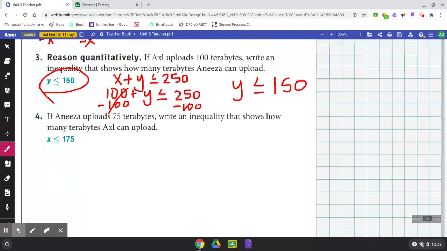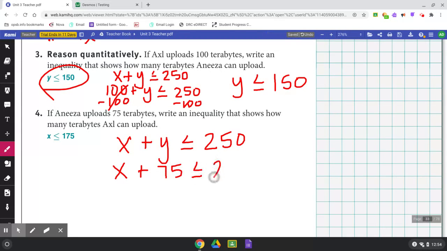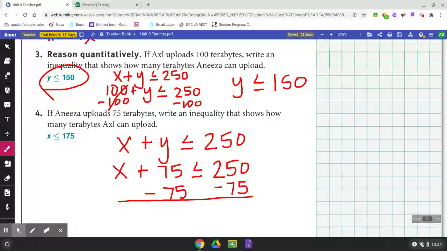If Anisa uploads 75 terabytes, write an inequality to show how many terabytes Axel can upload. So Anisa is represented by Y. We're going to continue using our inequality that we wrote. Axel is X, so we're trying to figure out how many terabytes Axel can upload if Anisa uploads 75. And Anisa is represented by Y. Now we're going to subtract 75 from both sides. And when we subtract 75 from both sides, we're left with X is less than or equal to 175.